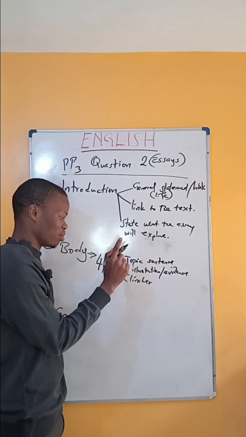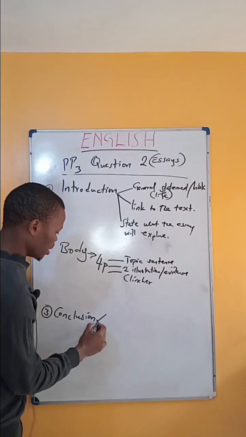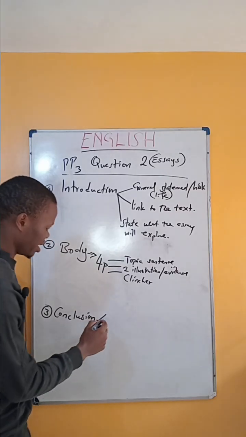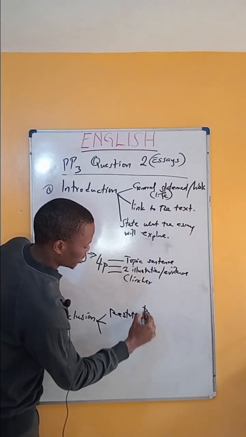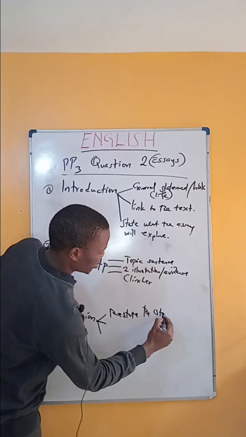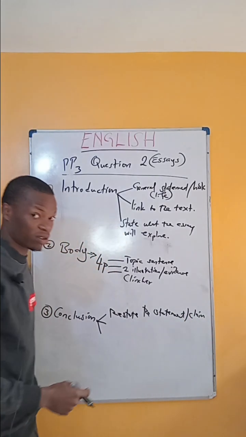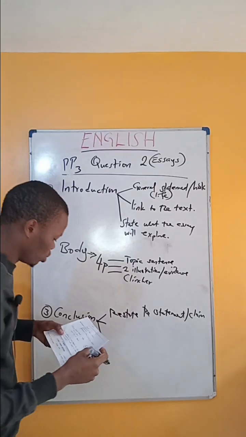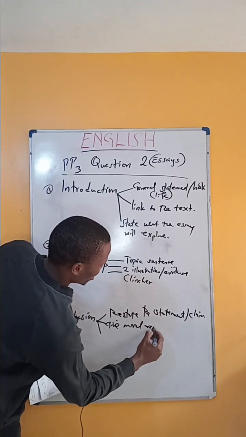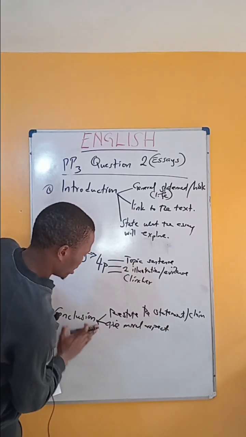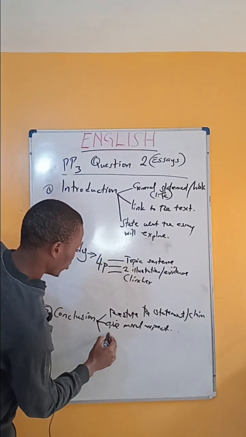That is the structure of one paragraph, and we must have 4 paragraphs. Then we have the conclusion. The conclusion also has some aspects. Number 1, you restate the question, restate the statement or claim. Of course, the one that is in the question, you restate the claim. Number 2, you give the moral aspect. Give the moral aspect. And lastly, call for action.